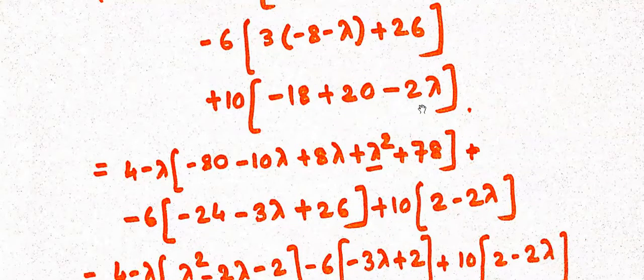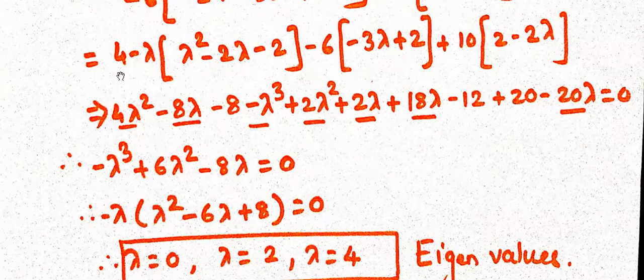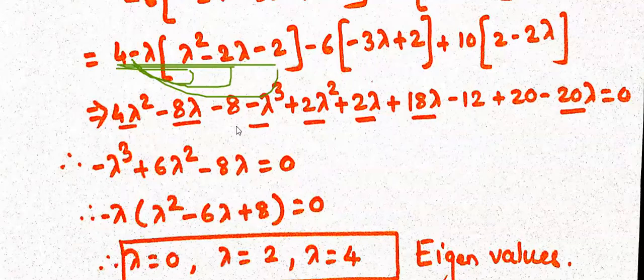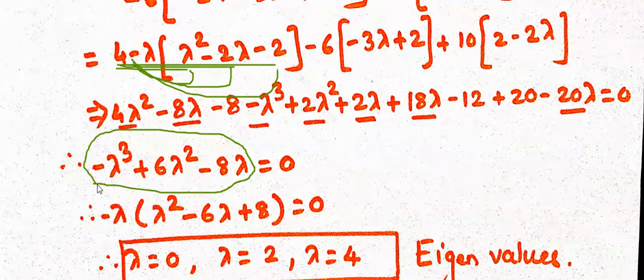Now on further simplification, the values will be reduced like this: 4 minus lambda into lambda square minus 2 lambda minus 2, minus 6 into minus 3 lambda plus 2, plus 10 into 2 minus 2 lambda. On solving it further, that will give clarity to the statement. So it will be 4 lambda square, 4 into minus 2 lambda, 4 into minus 2, later on multiply by minus lambda to each term. This is how it will be done. Later on just separate out the terms, so it will give overall the characteristic equation, that is nothing but minus lambda cube plus 6 lambda square minus 8 lambda equal to 0.